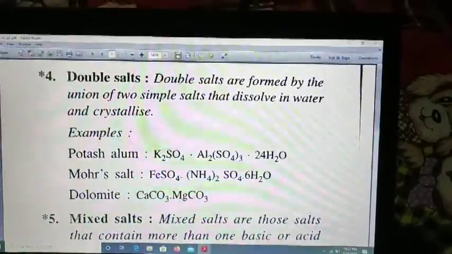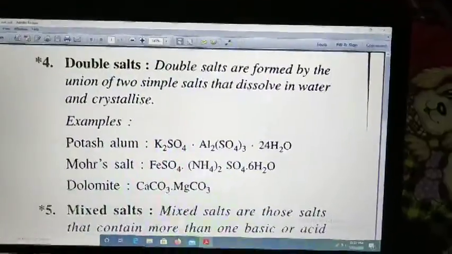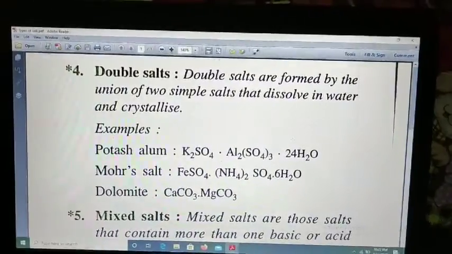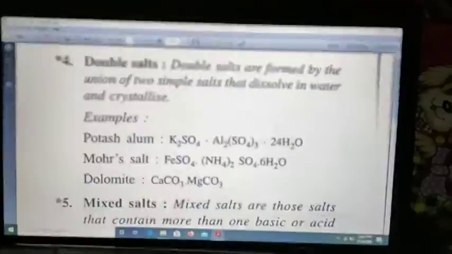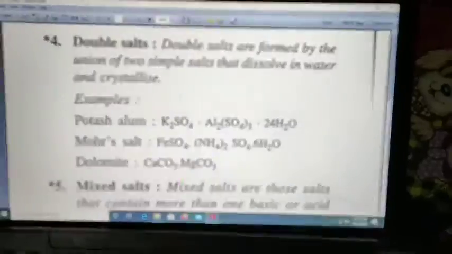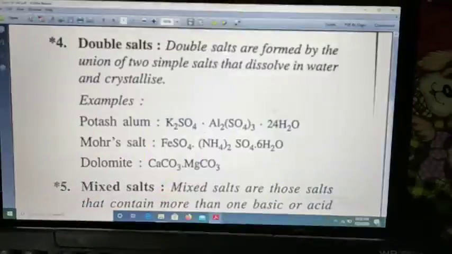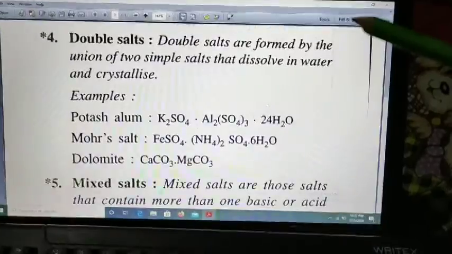We have missed a few topics of salts that we are going to discuss today. Double salt comes under the topic types of salt. Previously we discussed acid salt, basic salt, and normal salt. The fourth one is double salts.